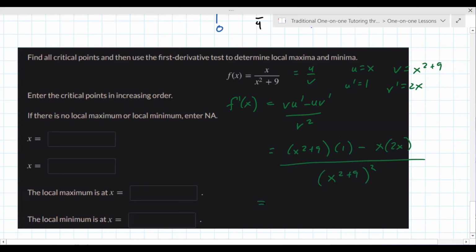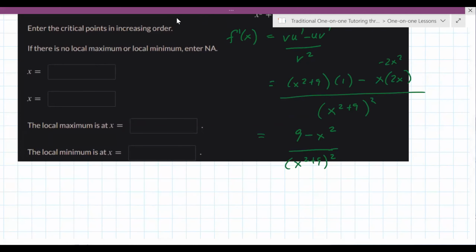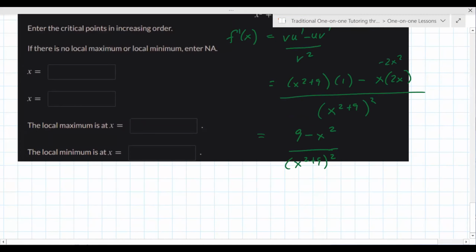You do have to simplify this right here. This minus 2x times x is minus 2x squared. You got an x squared over here and you got a 9. So it ends up being 9 minus x squared up top over x squared plus 9 squared on the bottom. I know it's not great. It's a lot of work. And this is where the course really increases in difficulty.